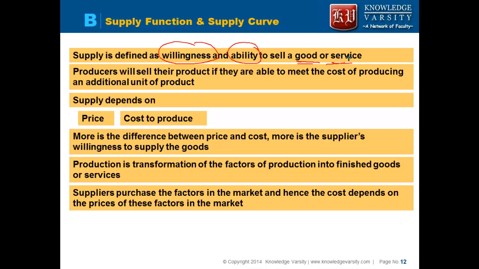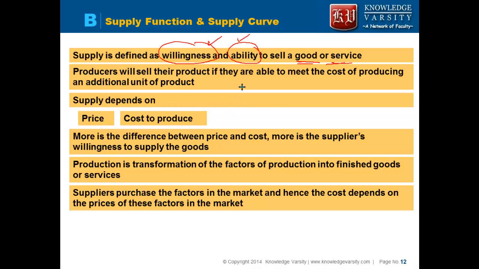Suppose I have the willingness to supply, let's say, arms to the Indian army, but I do not have the ability to build the arms. It means that the supply would be zero. Also, suppose I have lots of wheat and the ability to supply it, but I am not willing to supply the wheat. I want to consume it myself. Again, supply is zero. So supply is both willingness and ability.